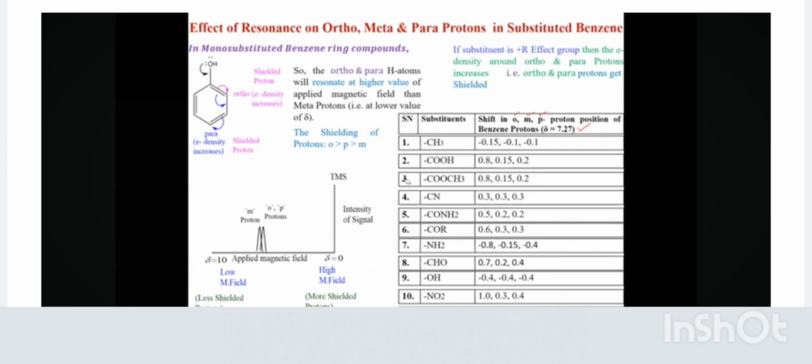CH3 0.15, 0.1, 0.1. COOH 0.8, 0.15, 0.2. COOCH3 0.8, 0.15, 0.2. CN 0.3, 0.3, 0.3. CONH2 0.5, 0.2, 0.2. COR 0.6, 0.3, 0.3. NH2 0.8, 0.15, 0.4. CHO 0.7, 0.2, 0.4. OH 0.4, 0.4, 0.4. NO2 1.0, 0.3, 0.4.